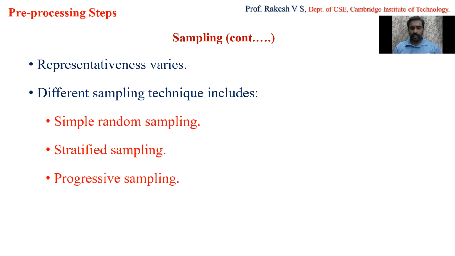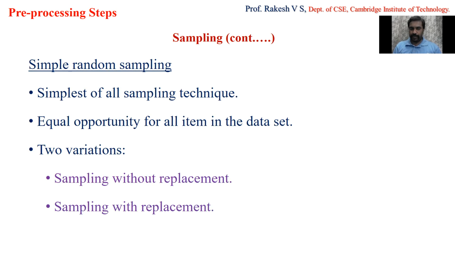So now let us move on and see what the different sampling techniques are. The sampling techniques that we are going to learn in this session include simple random sampling, stratified sampling, and progressive sampling. First, we will consider simple random sampling. As the name itself indicates, this sampling technique is the simplest of all the other sampling techniques. In this sampling, equal opportunity will be given to all the items in the dataset to be selected as a sample. We do have variations of this sampling technique.